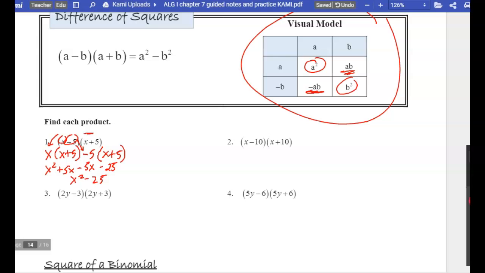So on these ones here, you just square the first number. x times x is x squared. And negative 10 times positive 10 is negative 100. Down here, you have to be a little more careful because you have 2 and y, and you're squaring it. So if you look at the formula up here, you're squaring all of the a, and this 2y represents a. So 2y times 2y is 4y squared. And then you're going to subtract that 3 times 3, which is 9. Over here, 25y squared, because you have 5y times 5y. And I'm going to subtract 36.